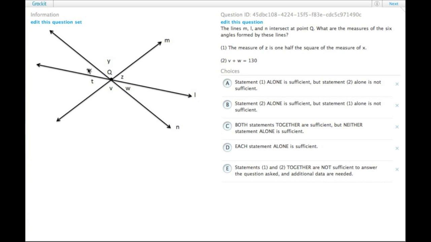And then we also know that any three angles that add up to a straight line, those will equal 180. So we probably aren't going to need a lot of angles to solve for all of them, but we're going to need the right ones. Let's see what we get in the statements.